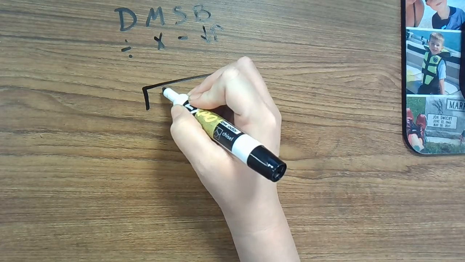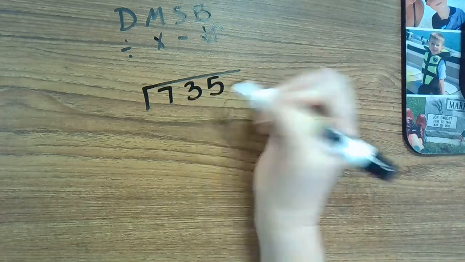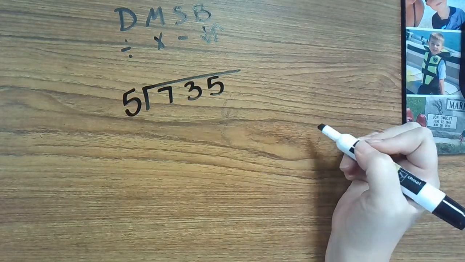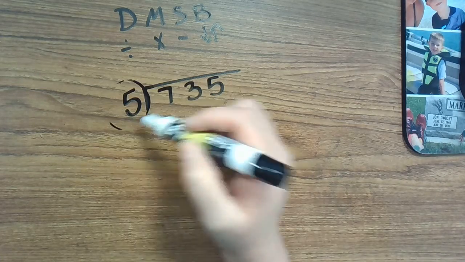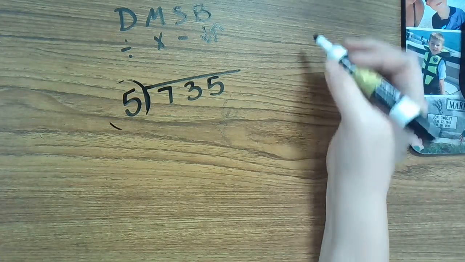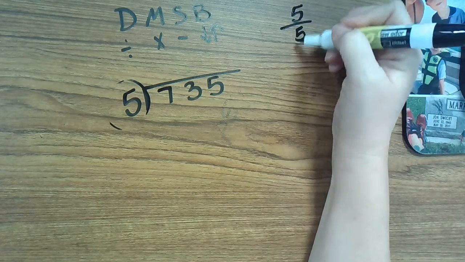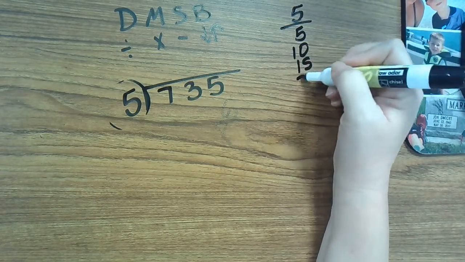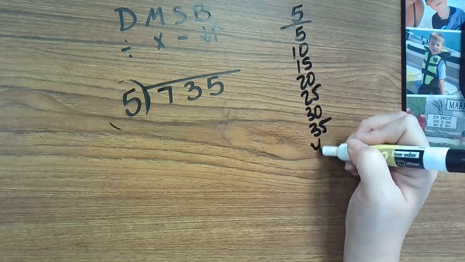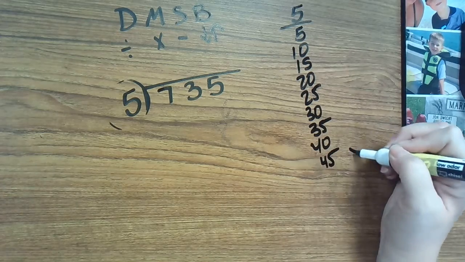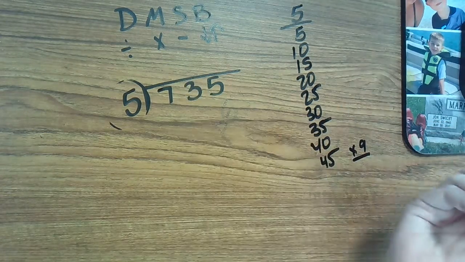If I have 735 divided by 5, the first thing I want to do is write down my facts for 5, so that part of my thinking is done. And we only do through times 9 because we know that we don't put any double digits up here.